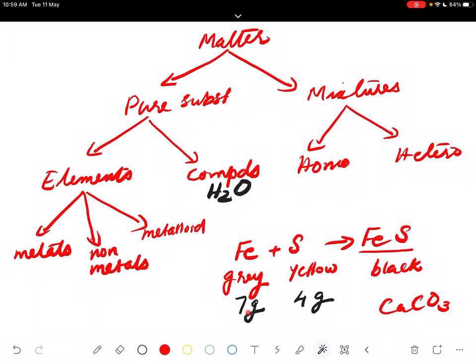See, what is the fixed proportion by mass here? 7 is to 4. Fe is to sulfur is 7 is to 4. Hydrogen is to oxygen is 1 is to 8 by mass. We say by mass means we are taking in terms of grams. If you are taking in ml, we say by volume. But here we learn in terms of by mass. So, what is the definition of a compound?